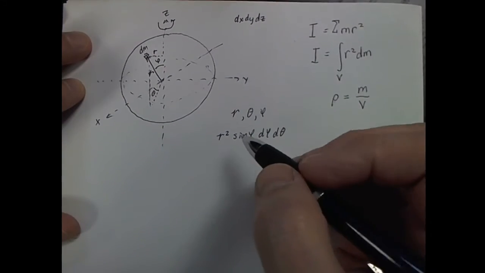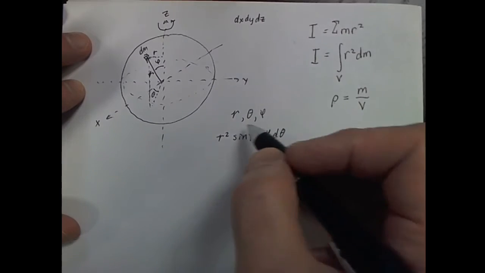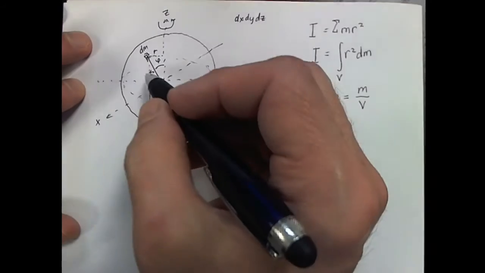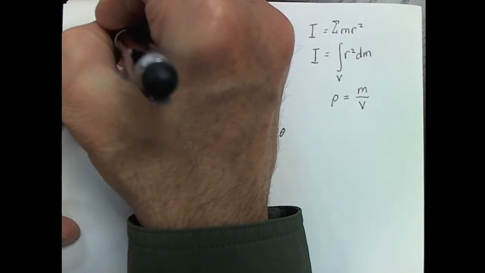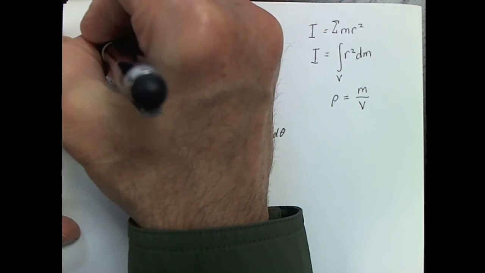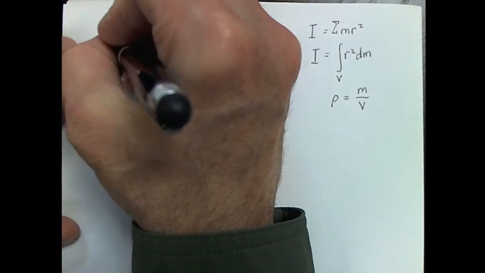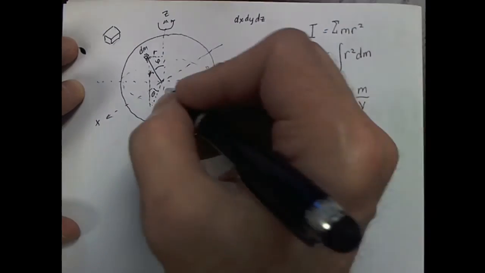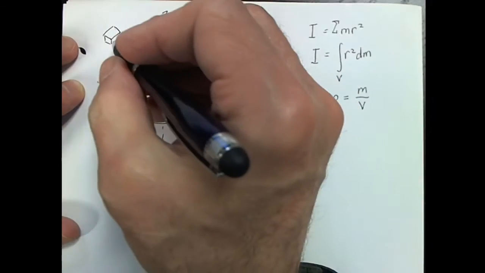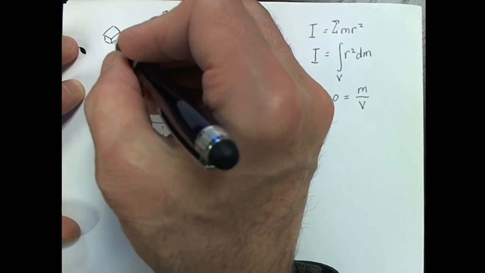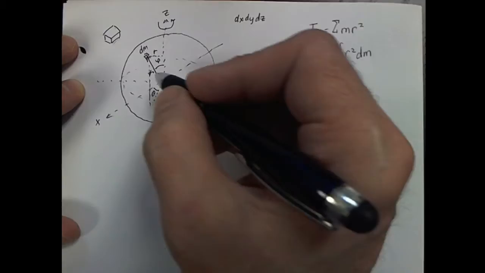Now I'm not going to go through the process. You can look it up online to see how you get this as the volume element, but you have to realize this volume element up here is shaped like this. This arc length right there is going to be pretty r times this angle that it goes through, which would be delta phi.